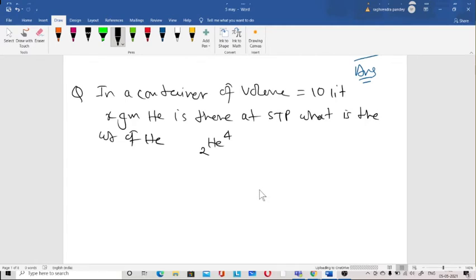So 1.72 gram. 1.725. Okay, any other answer? I am getting 1.7. Everybody is getting 1.725. I am getting 1.75.